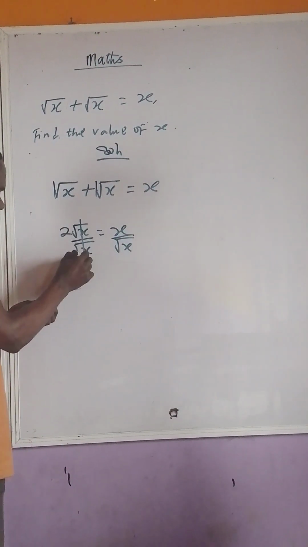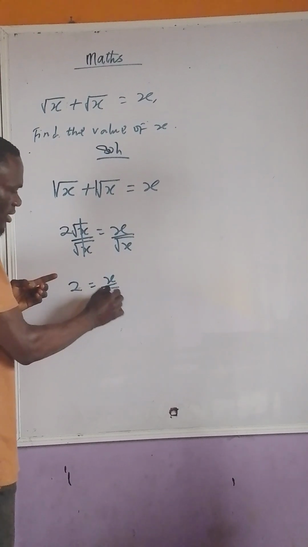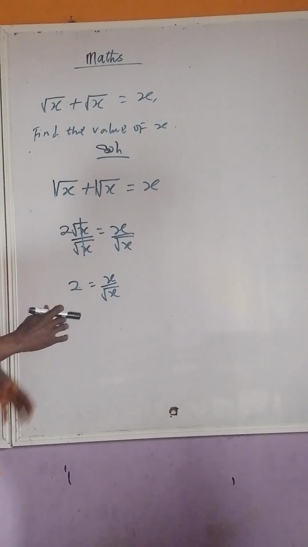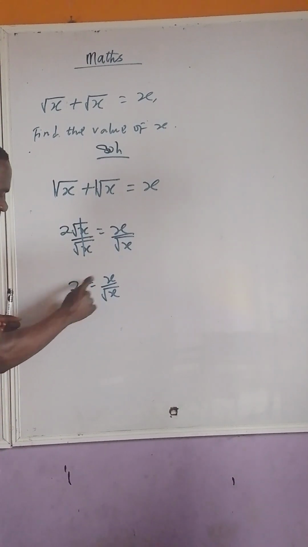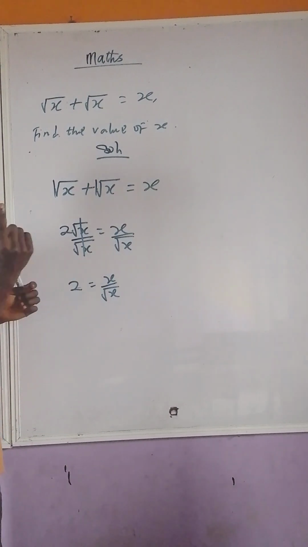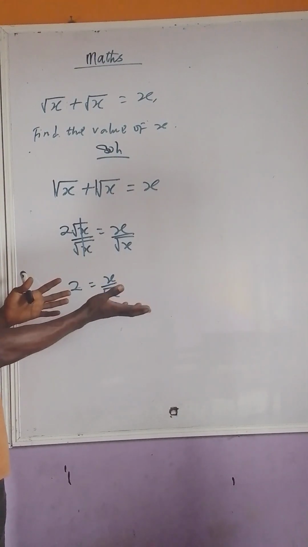So now this one will cancel out. So we only have 2 equals x over root x. Now we want to find x, right? For you to find this x, we can't just cross multiply. Sometimes we just cross multiply. That's not wrong, it's okay when you cross multiply, but you are not getting closer to the answer.